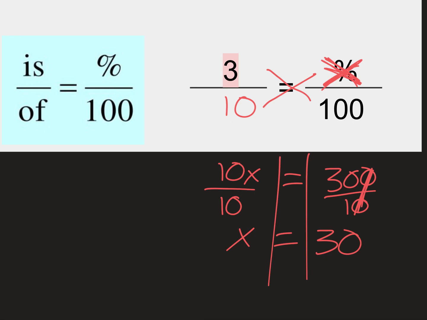So let's test it out and see if it's right. 3 times 100 was 300. And 10 times 30 equals 300. So we know we're correct because they both equal the same when we do a cross product.